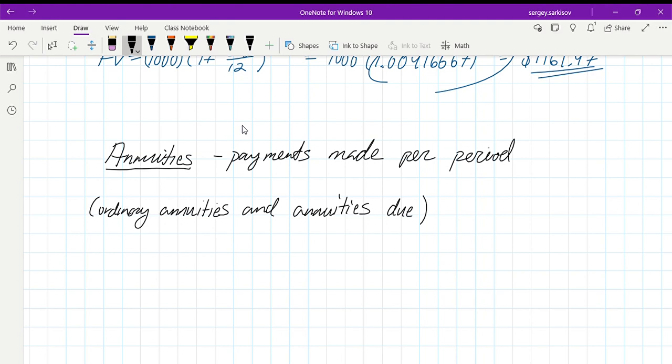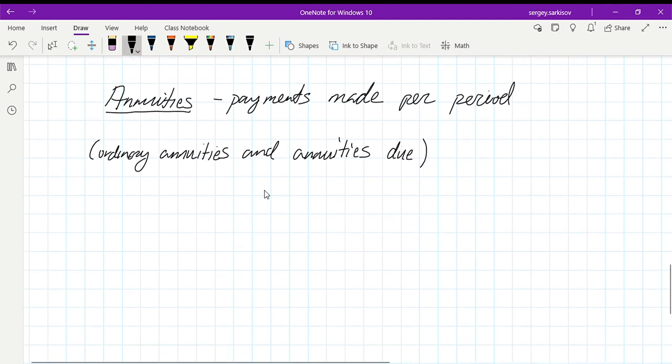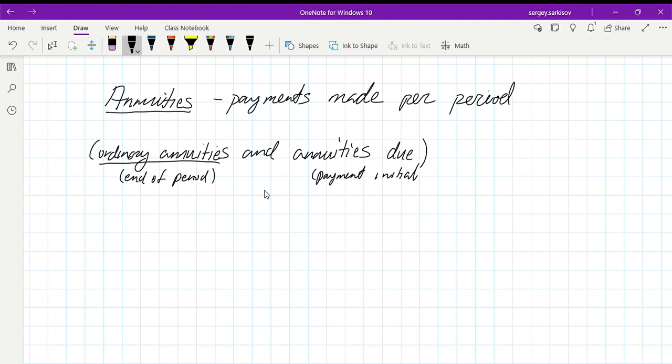rent. Now, annuities due is a little different. That's like you pay and then you can live for a month in a house, and then you pay and then you live. Like for example, if you're renting. Anyway, here's what happens with annuities. Let's just talk about this ordinary annuity, with payment made at the end of each period. This other one is payment made initially, in the beginning of each period.